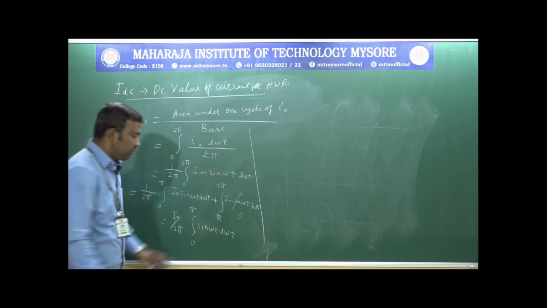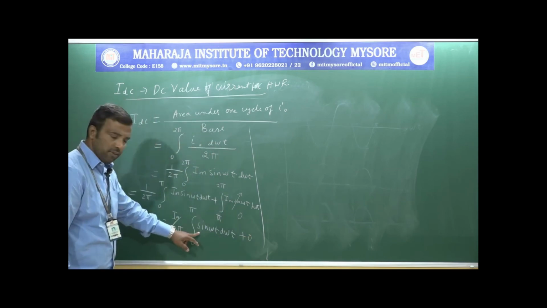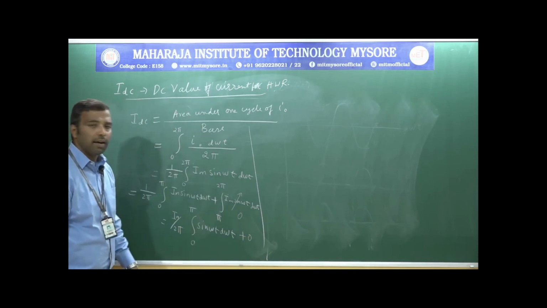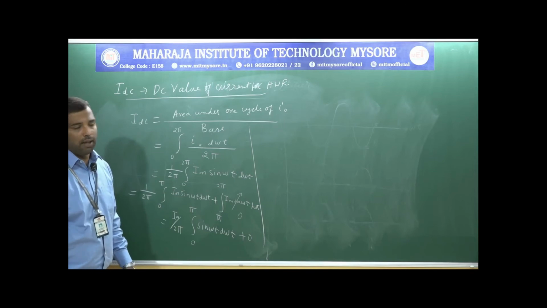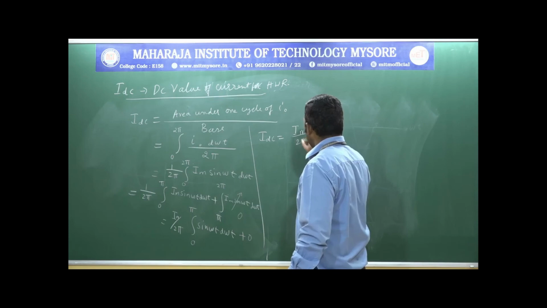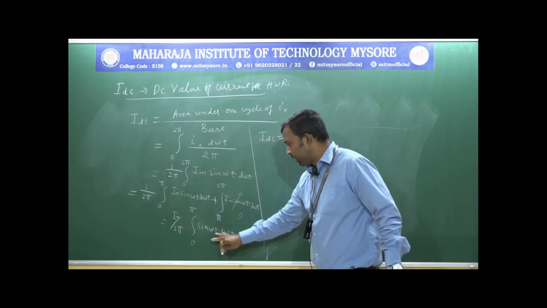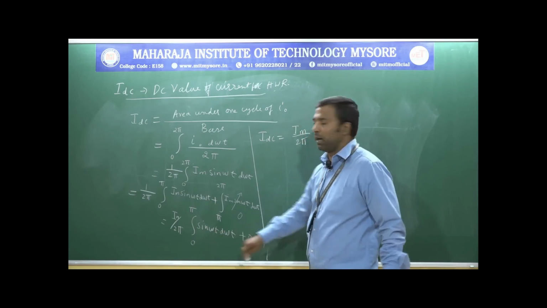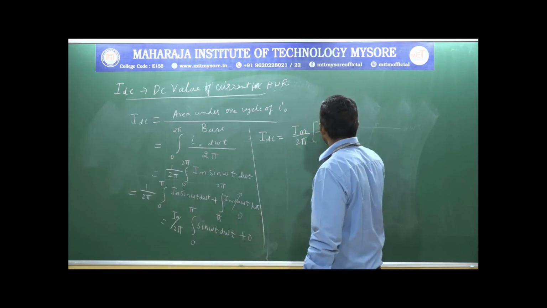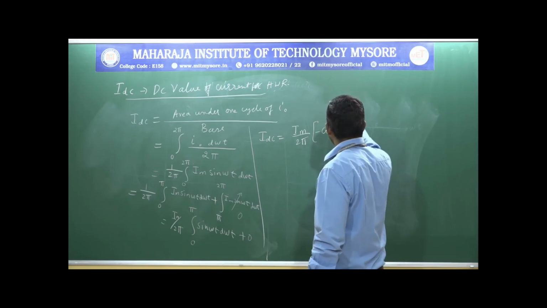I am considering this as 0. You can write this as plus 0. So, I am going to integrate this. What is the integration of sin theta? It is nothing but minus cos theta. I_DC is equal to Im by 2 pi, this one constant term, and the integration of sin omega t d omega t is nothing but minus cos omega t. I will write this as minus cos omega t, limits from 0 to pi.